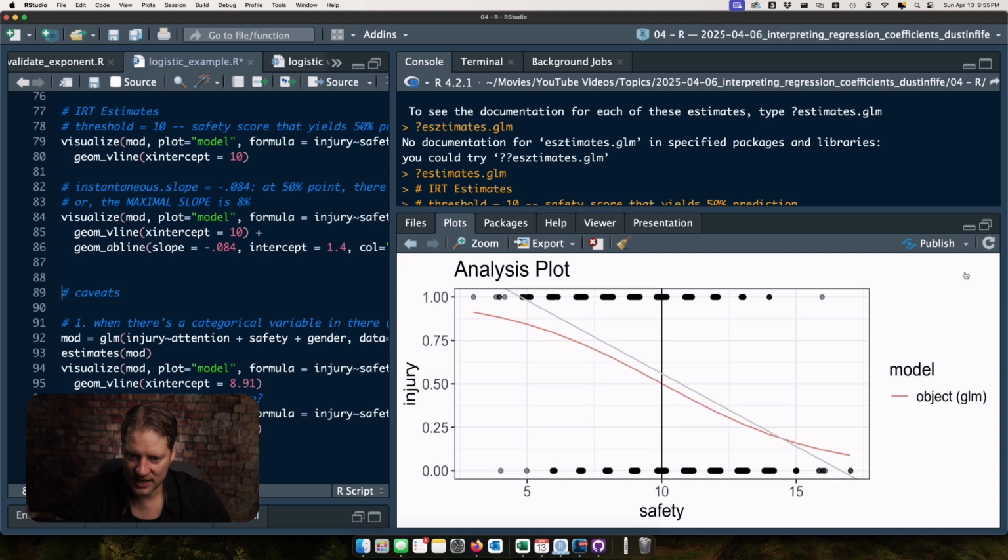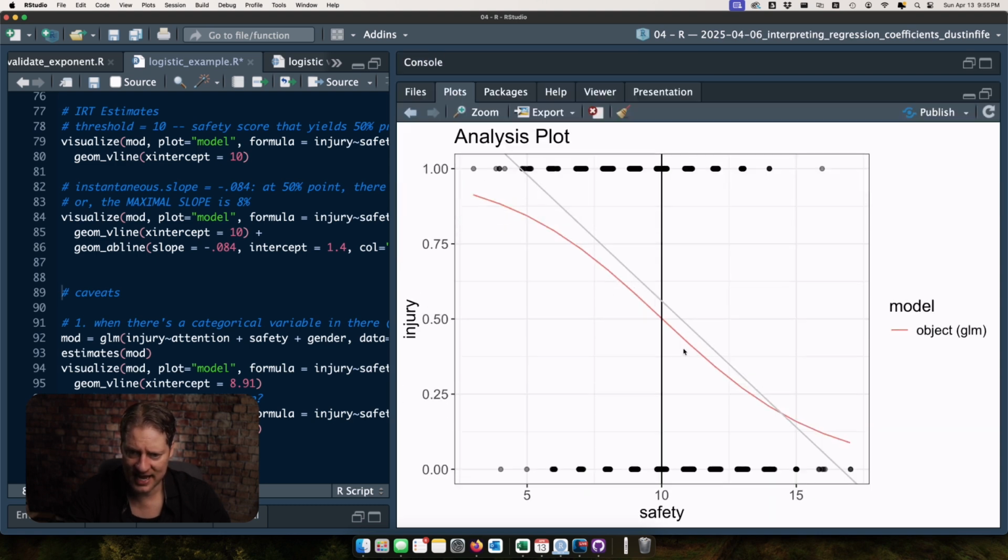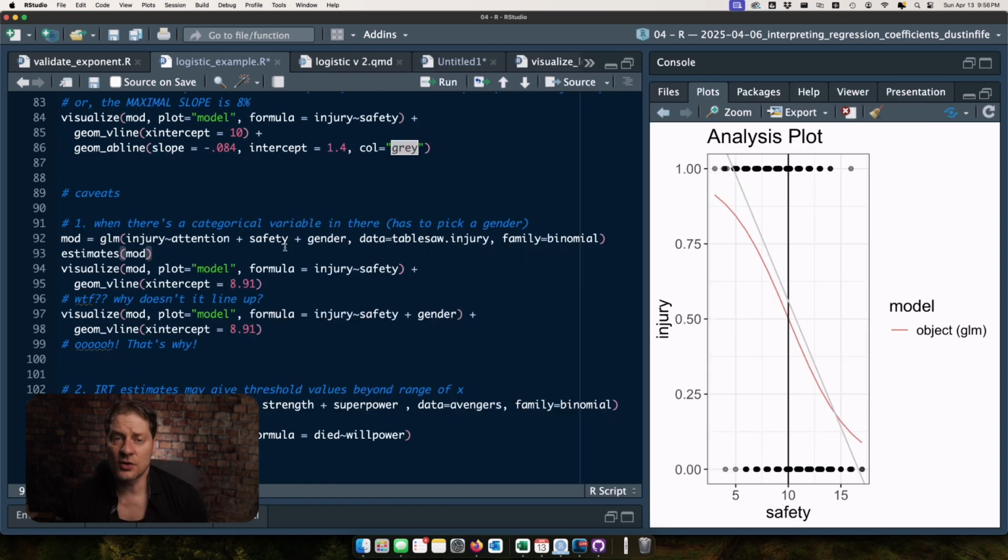And so we can verify. That gray line is the line that I added. And not surprisingly, around that 50% threshold, those two lines are parallel. Which again, that's what we would expect. Which is exactly what should happen, because that's what the estimate is telling us. It is telling us that around the center, a 1 point increase in safety means an 8.4% decrease in injury. So these are really cool estimates.